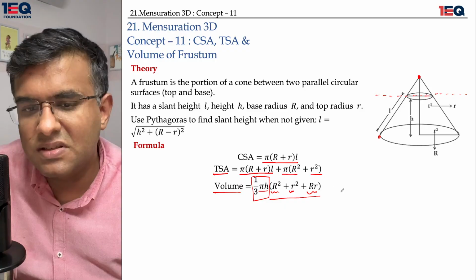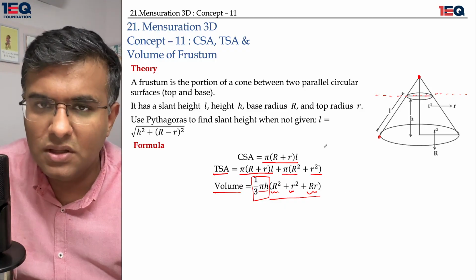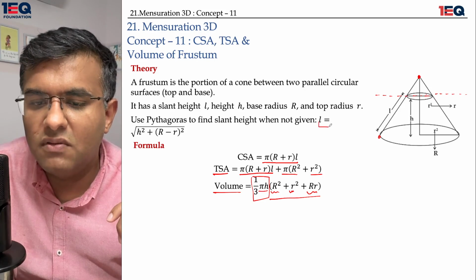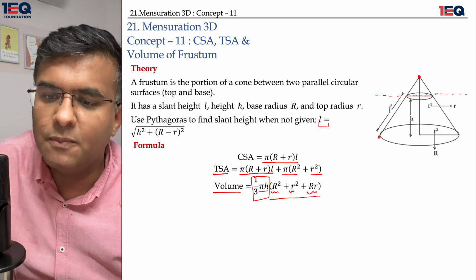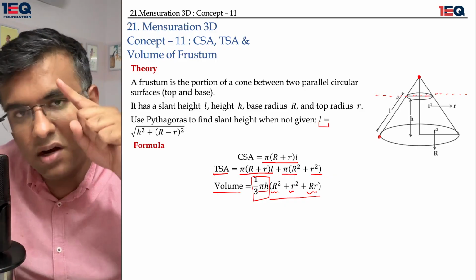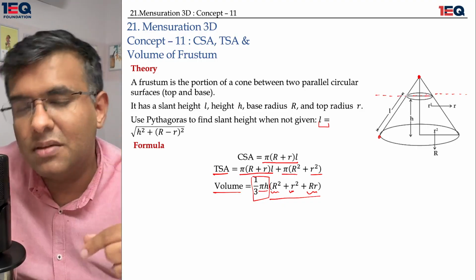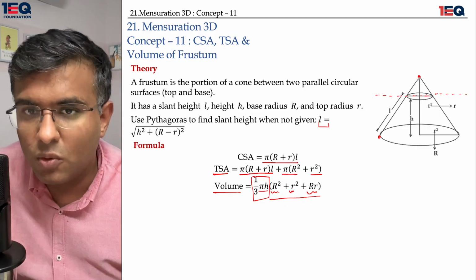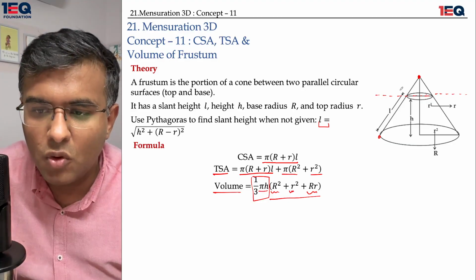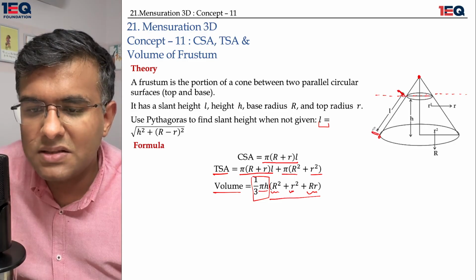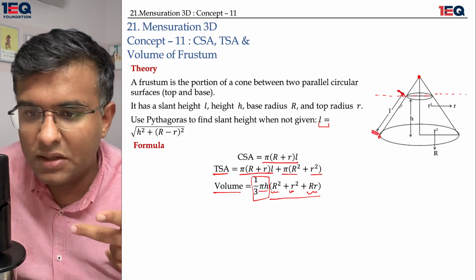Okay, so this is something which you will have to memorize for the exam. Also, whenever we need to find out the value of L, the slant height, the slant height is not going to start from the top of the cone, because the cone is no more in question. The slant height starts from the top of the frustum. So the slant height starts from here and ends here. I've marked the 2 points.